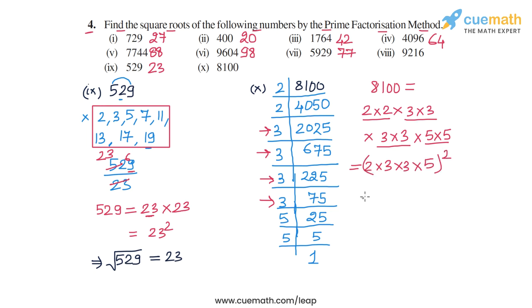So if we now take the square root of 8100, it will simply be the product inside this bracket. So this is equal to 2 into 3 into 3 into 5, and this is equal to 2 into 3 is 6, 6 into 3 is 18, 18 into 5 is 90. So the square root of 8100 is 90. That's the answer for part 10. And with this we have completed all the parts of question number 4.